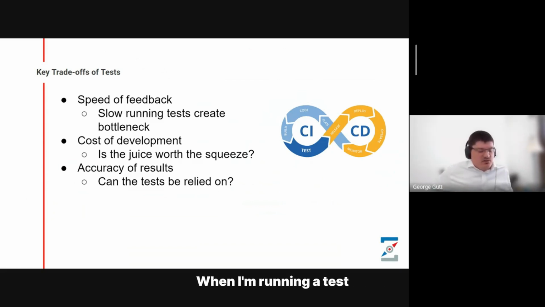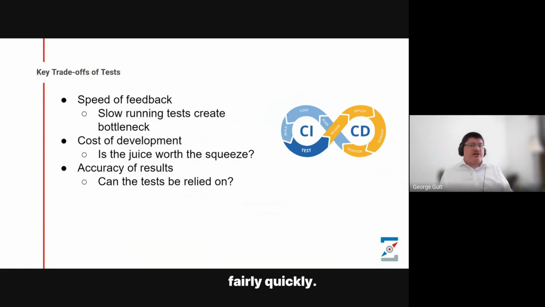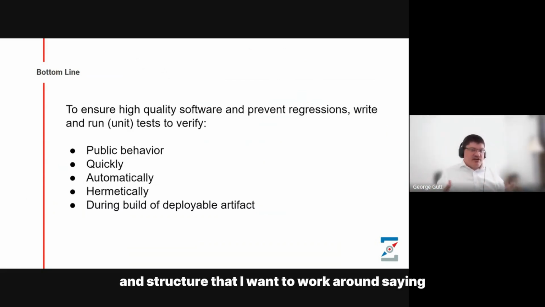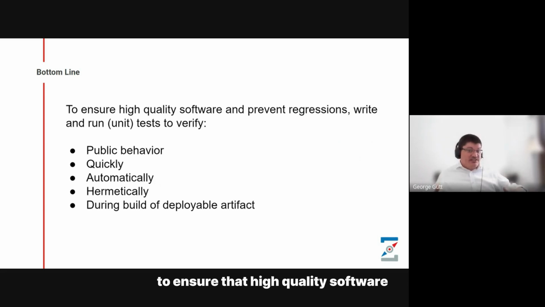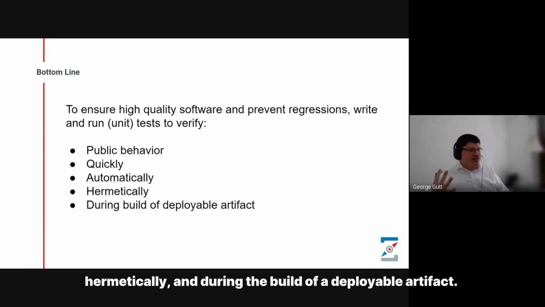And then the units will help us narrow down some of our focus, in particular with respect to the speed of the feedback. When I'm running a test, I want to be able to know if something's correct fairly quickly. So I want to have a bottom line of tests and structure that I want to work around, saying: to ensure high quality software and prevent regressions, I'm going to write and run unit tests to verify the public behavior quickly, automatically, hermetically, and during the build of a deployable artifact.